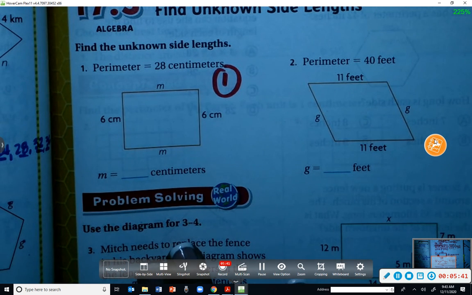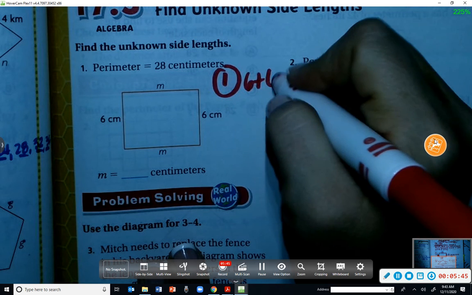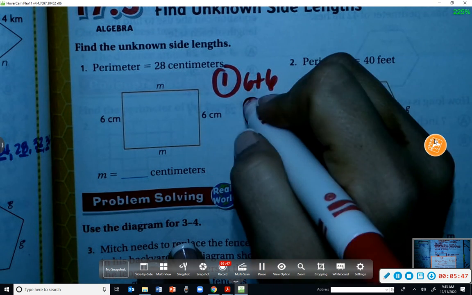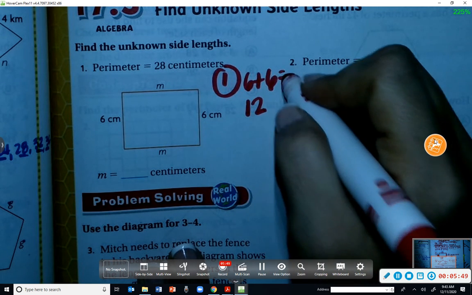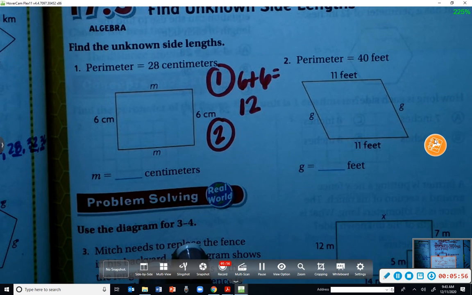Kelsey? Add the sides we know. 6 plus 6 is 12. Okay? Step 2. What would I do next? Javea? I can't hear you.